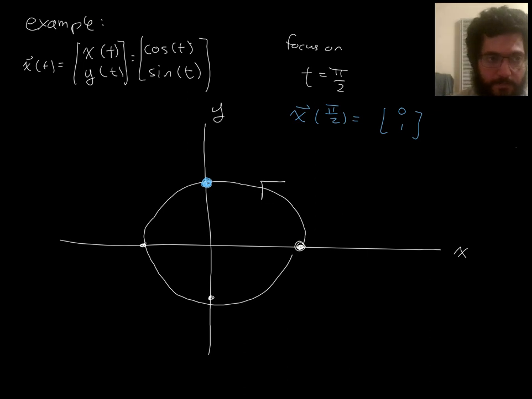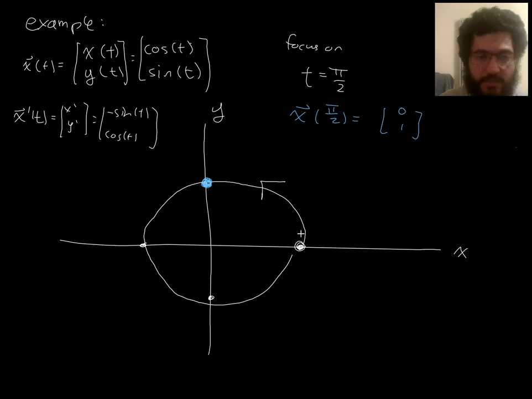Okay, now for the derivative. The derivative is what you get when you take the individual derivatives, x prime, y prime. Which is negative sine t, just taking the derivative of cosine t, and then cosine t, just taking the derivative of sine t. So now let's say I want to know what that is at time pi over 2.